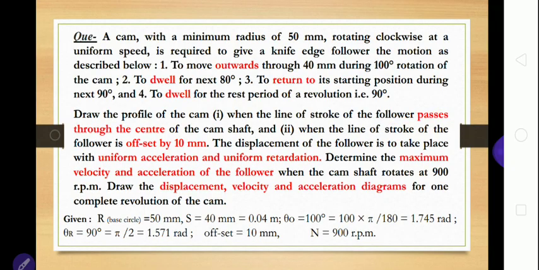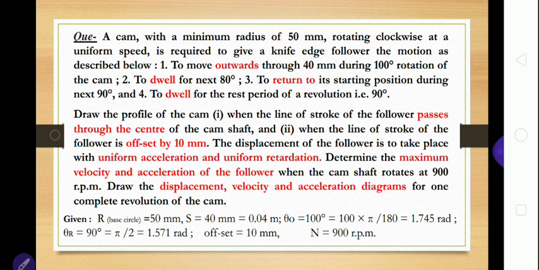In this problem it is given that a cam with a minimum radius of 50 mm is rotating clockwise at a uniform speed. So the minimum radius of the cam, that means the base circle radius R, is equal to 50 mm, and the cam is rotating in the clockwise direction. All the angles given in the problem will be plotted in the anti-clockwise direction if the cam is rotating clockwise.